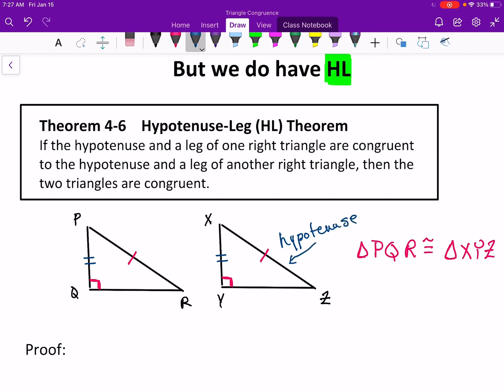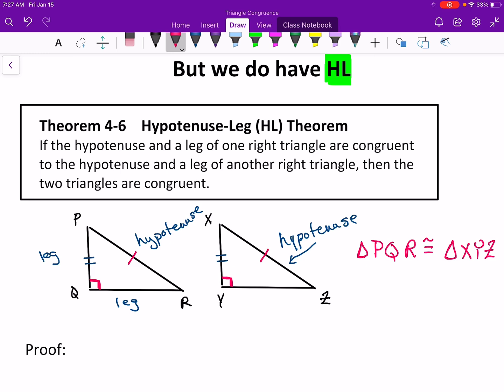The side across from the right angle is the hypotenuse. And then the other two sides are called legs, and you could have either one of those. So the HL theorem says if the hypotenuse and a leg of one right triangle are congruent to the hypotenuse and the leg of another right triangle, then the two triangles are congruent.